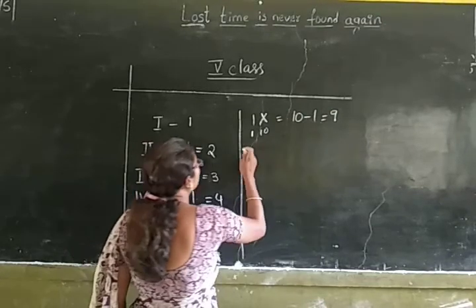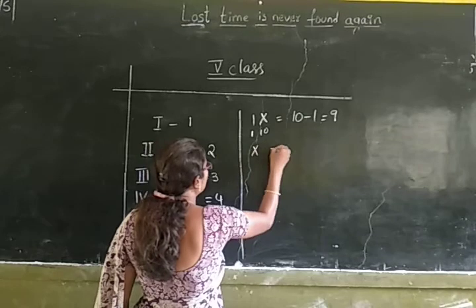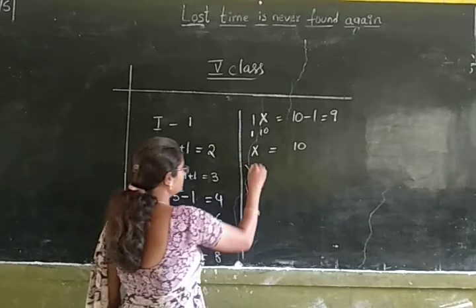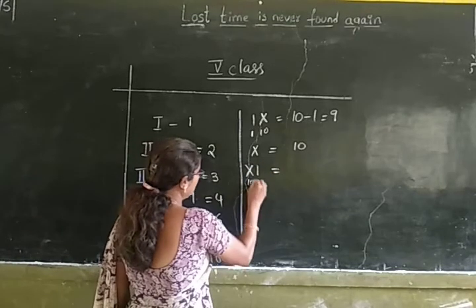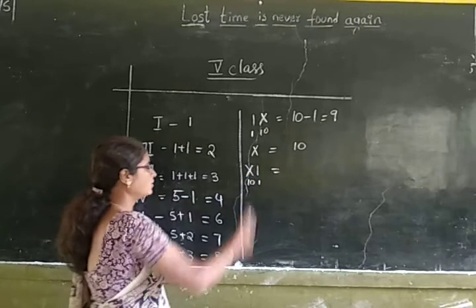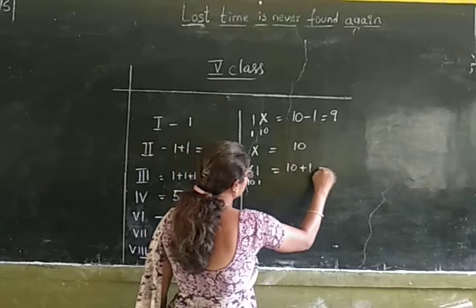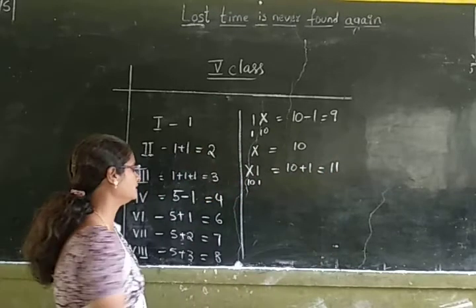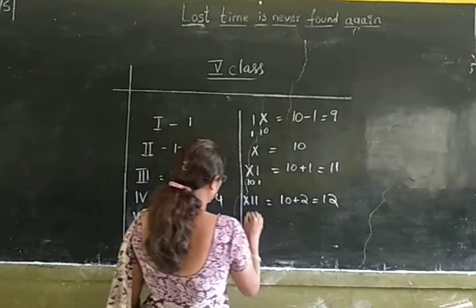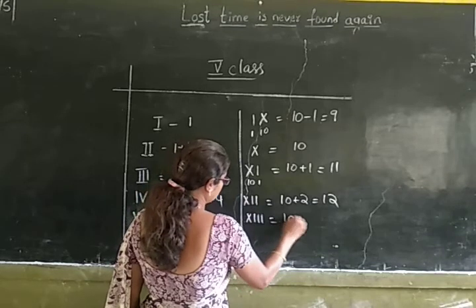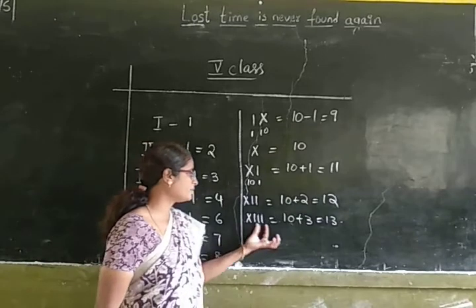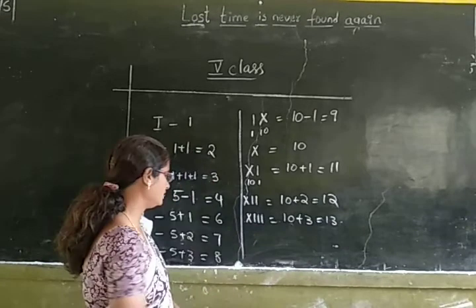Next, X. X means how much? X means 10. You already know that X means 10. Next, XI. X means 10 and I means 1. Here, the smaller Roman numeral is to the right side of a bigger Roman numeral, which means you have to do addition. So, 10 plus 1 is 11. Similarly, 10 plus 2 is equal to 12. 10 plus 3 is equal to 13. X means 10, III means 3, which is equal to 13.